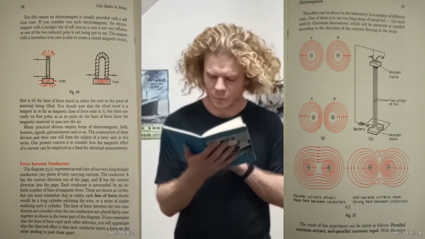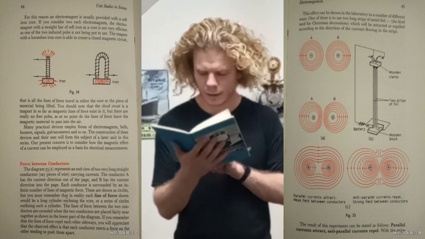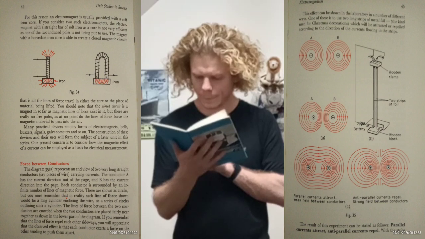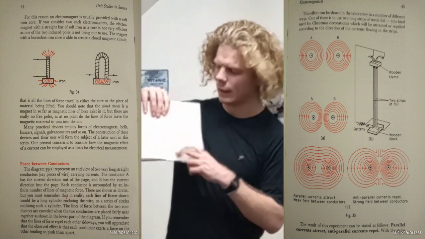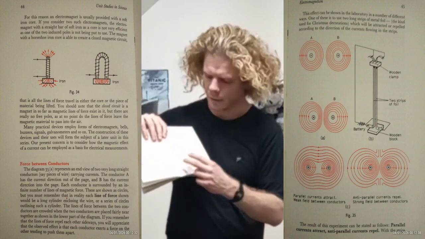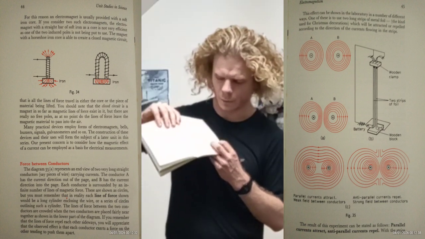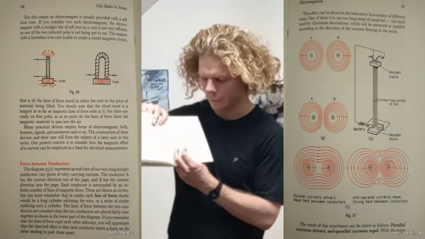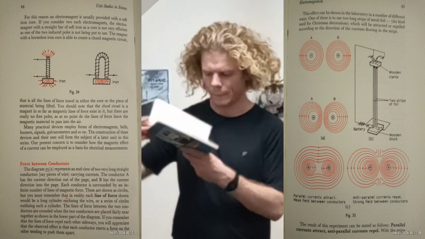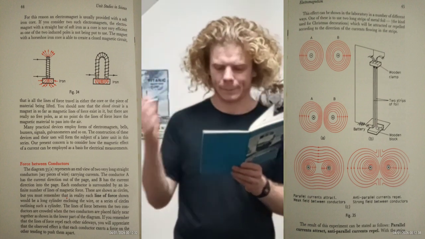The result of this experiment can be stated as follows. Parallel currents attract, anti-parallel currents repel. So in the first example there was one going out of the page, and here we're having two going out of the page, so we have both positive, and here we're having one positive and one negative. If both are positive, they seem to work together somehow, and here they seem to repel each other. Parallel currents attract, anti-parallel currents repel.